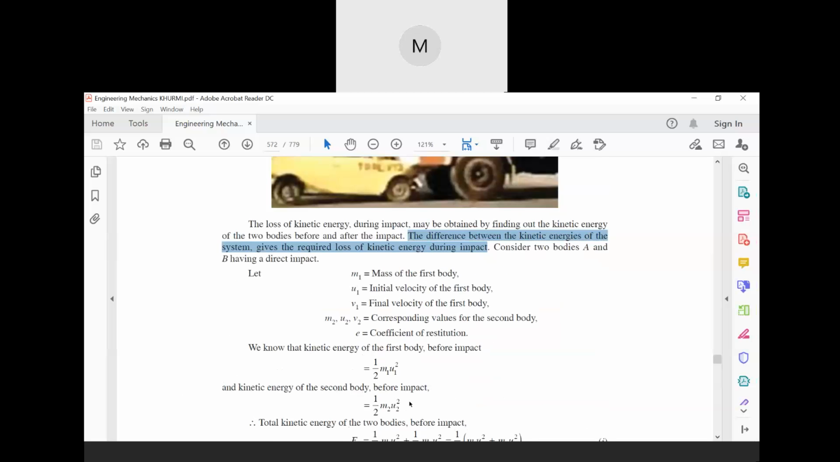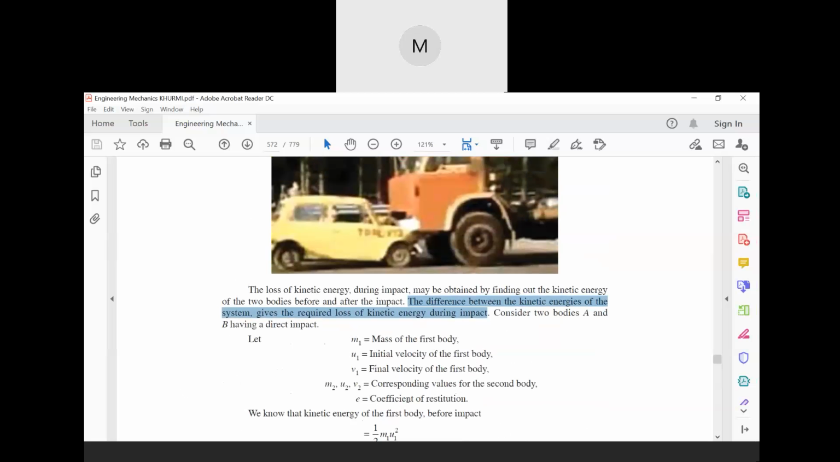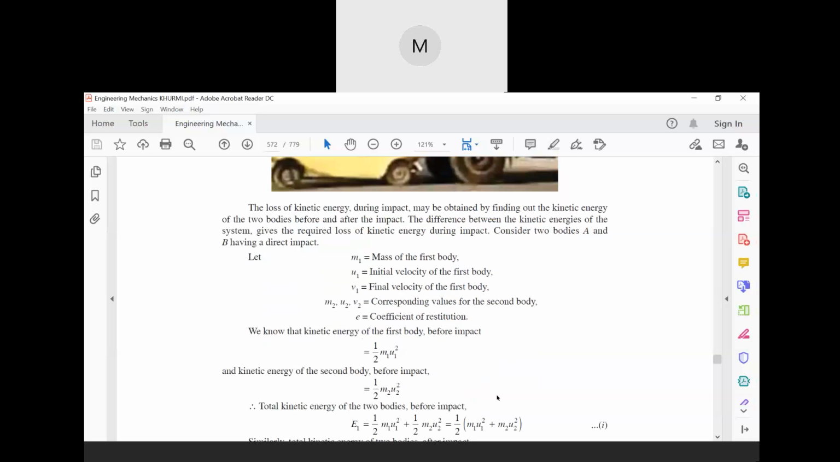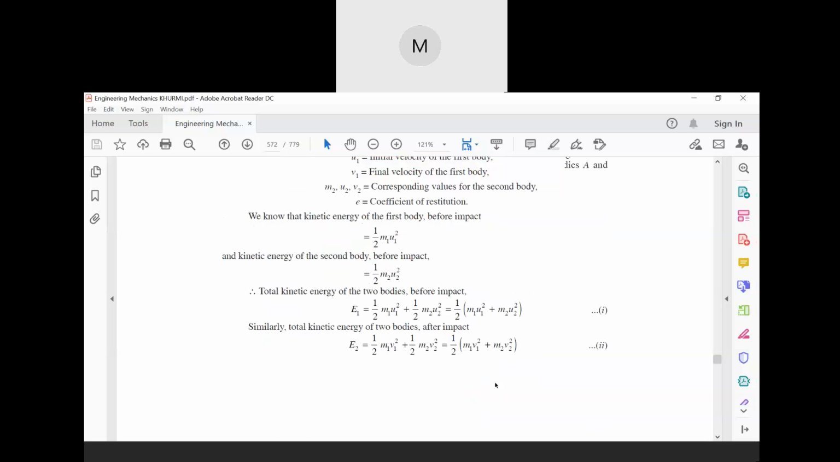Now suppose you consider m1 is the mass of the first body, m2 is the mass of the second body. u1 is the initial velocity of the first body, and u2 is the initial velocity of the second body. Similarly v1 and v2 are the final velocities of the first and second bodies. And E is the coefficient of restitution.